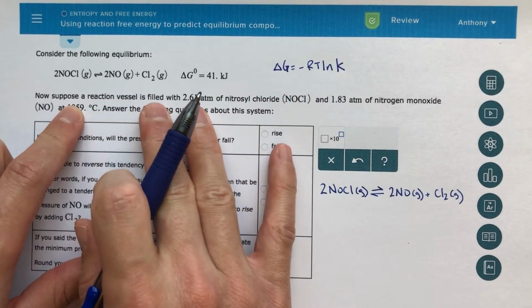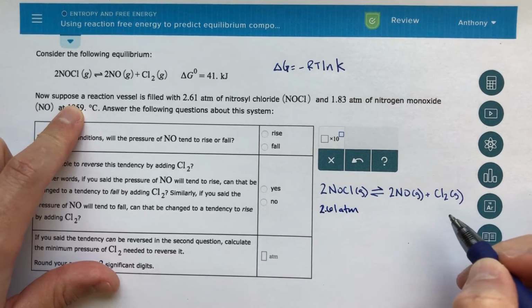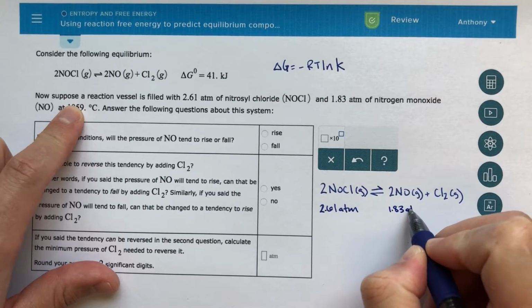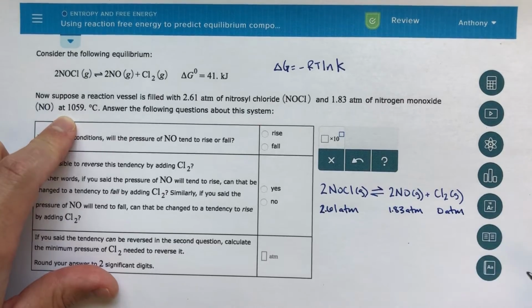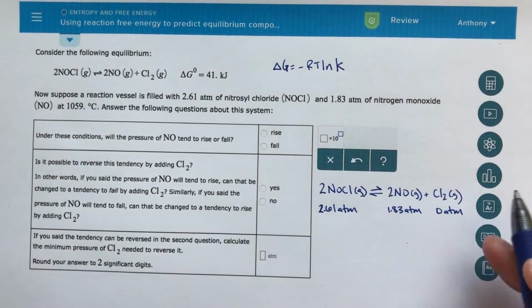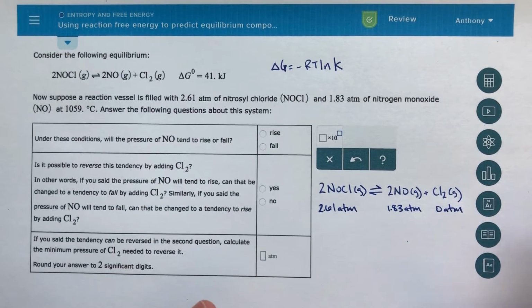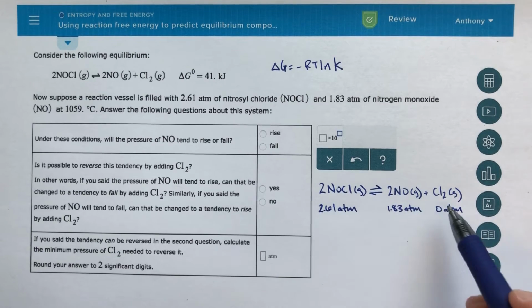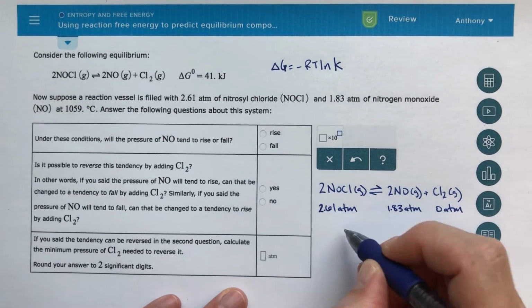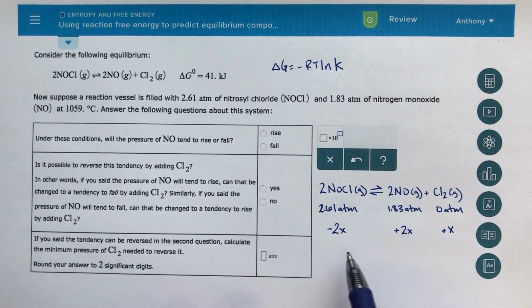So we've got a reaction vessel. We're going to put in 2.61 atmospheres of our NaCl, and then 1.83 atmospheres of our nitrogen monoxide. That means we're going to have 0 atmospheres of our Cl2. And this is really an important thing to recognize, that our Cl2 initially has 0 atmospheres, 0 pressure. So to get to equilibrium, we have to shift to the right. So, anytime we see a 0 on either side, that tells you right away that our change line should be minus 2x, plus 2x, and plus x, indicating that we're shifting to the right.